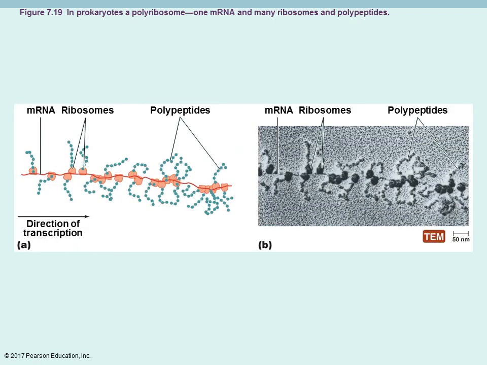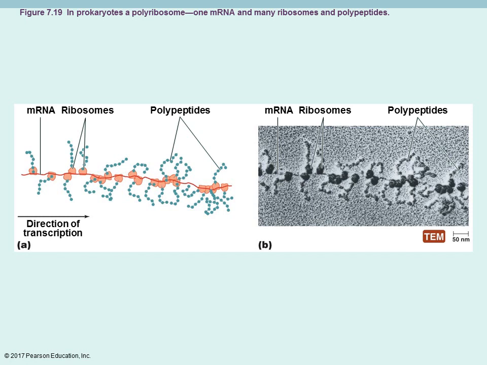This will continue until it reaches a termination site, for which there is basically a stop codon, and there's no amino acid. So nothing's going to bind there, and everything gets released. Your protein is released, your mRNA is released, the two ribosomal subunits will break apart.